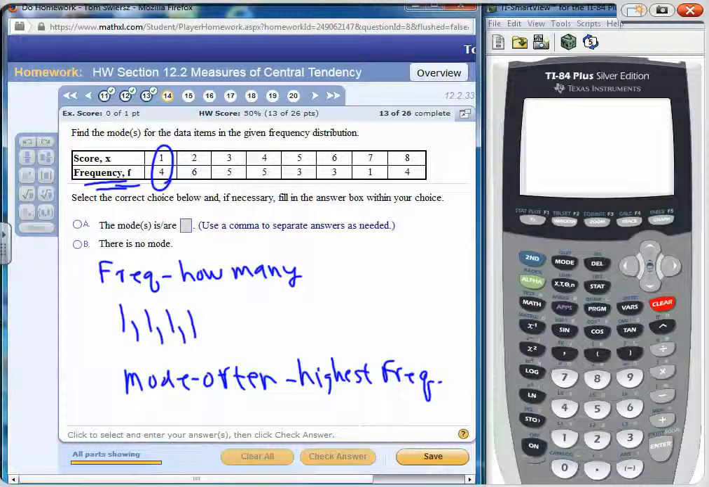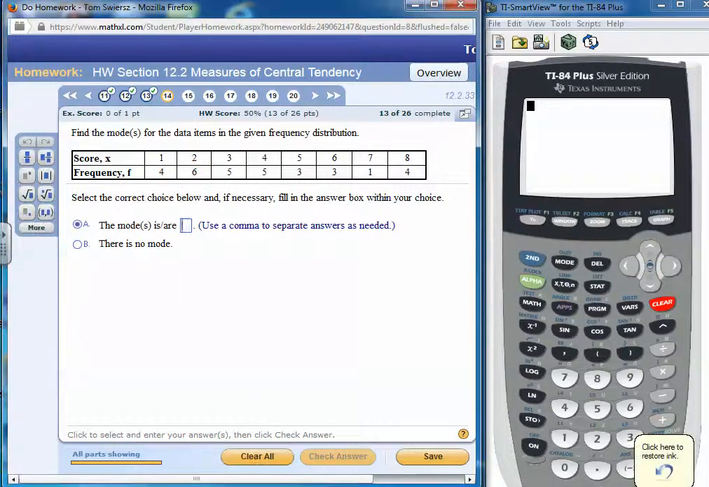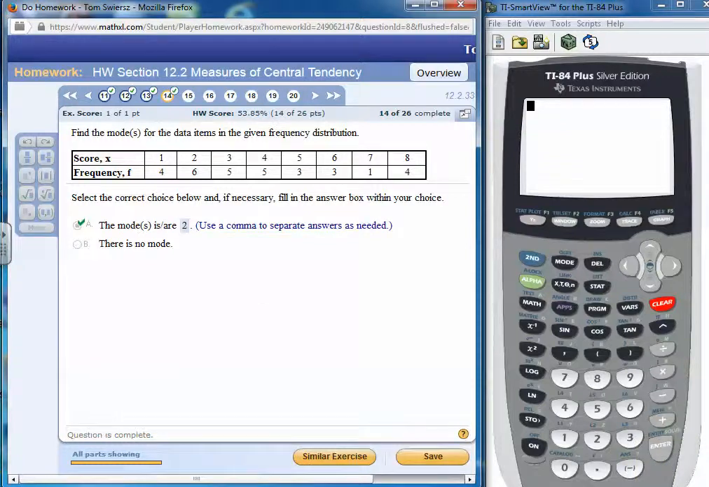So notice right here, the 2 occurs 6 times. So the mode must be, now again, the mode is the actual value. The frequency is 6, but the actual value is 2. So the mode is equal to 2, not 6. 6 is the frequency. So again, we can do it by just thinking it through, noticing that the frequency is how often it occurs, so the highest frequency is going to be the mode. In this case, the mode is 2.